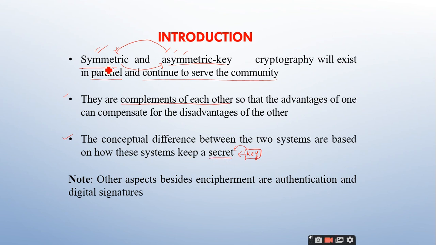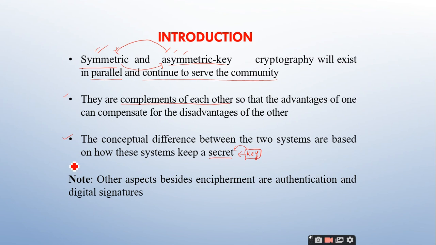The main difference between symmetric and asymmetric key cryptography is how the two parties are going to keep the secret. If they are going to share the secret, that means if they are going to share the key, we call it symmetric key cryptography. And if they are not going to share the key, we call it asymmetric key cryptography, right? We'll see the differences between symmetric and asymmetric in the next topic.